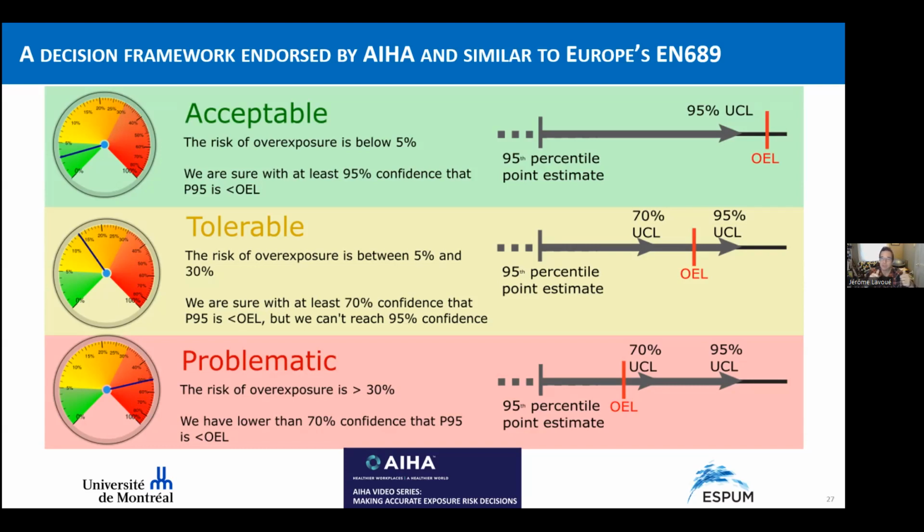So if I reverse that, it means the chances that there is no problem are above 70%, right? And so it means if I go to that using the upper confidence limit, I am at least 70% confident that the true 95th percentile is below the OEL. And this is the definition of a 70% upper confidence limit below the OEL.